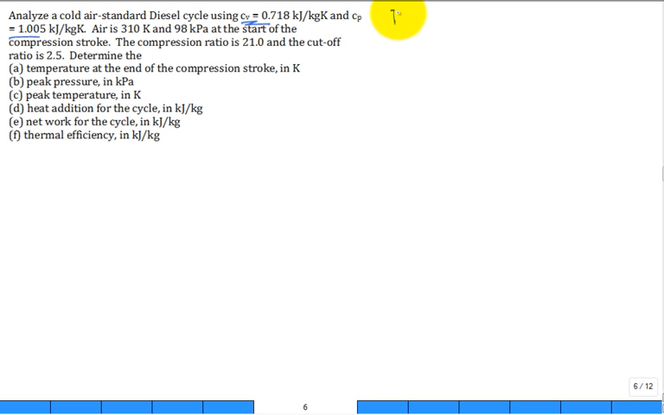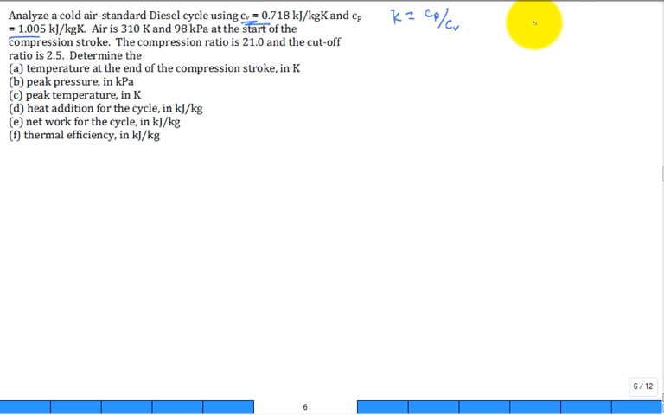Notice, did they give you K in that first sentence? Yes. They gave it implicitly because they gave us C sub P and C sub V, and you just take the ratio, and that's how you calculate K: C sub P over C sub V. Okay, air at a given temperature and pressure is at the start of the compression stroke, and the compression ratio is 21, and the cutoff ratio is 2.5. And they want to know the temperature at the end of the compression stroke.